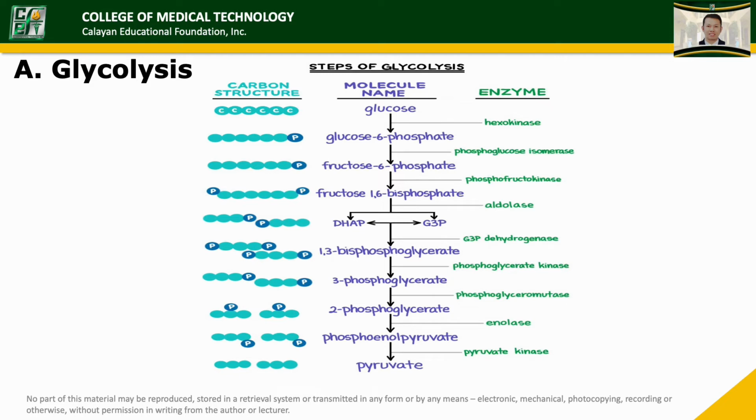And then there is another bombardment of phosphate group. That's why the term now is 1,3-biphosphoglycerate. And then this 1,3-biphosphoglycerate is converted to 3-phosphoglycerate, and then 2-phosphoglycerate, and then phosphoenol pyruvate, leading to pyruvate or pyruvic acid. On the right side of the illustration are the different enzymes that are needed in each step of glycolysis.